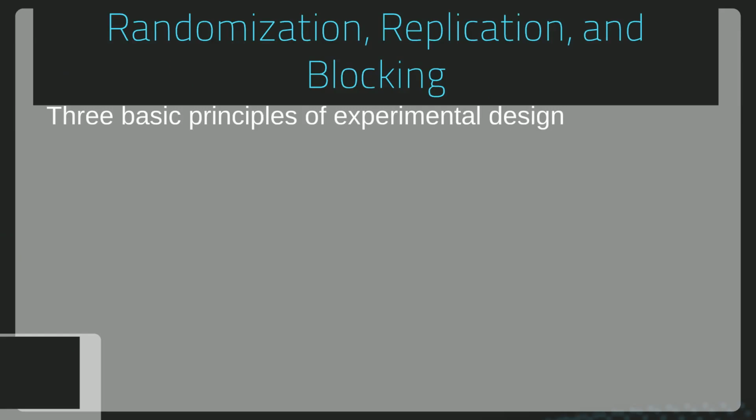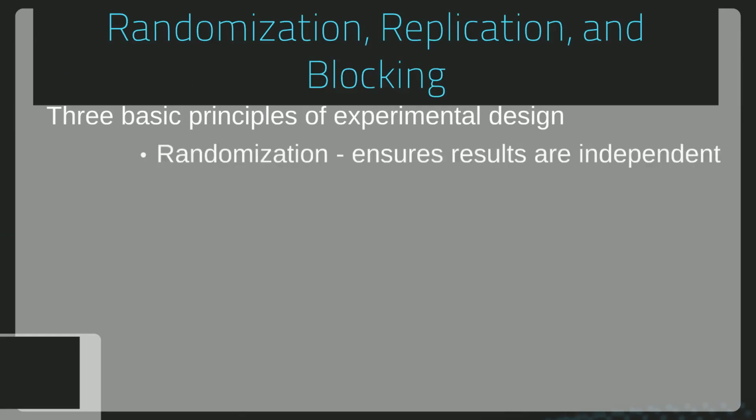Next thing that we should talk about is randomization, replication, and blocking. The three basic principles of experimental design are randomization, and this is going to ensure that all the results are independent. In computer science, even things like the computer warming up can change the outcome of our results. So we want to randomize the order that we're running our trials in, and randomization in general is a great way to account for uncontrolled factors and variables that we aren't aware are there.